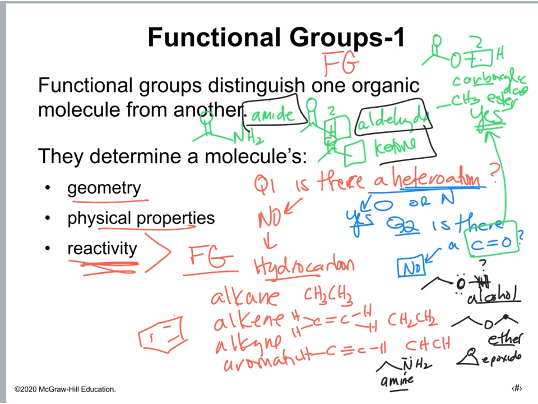So how many carbonyls do we have? 1, 2, 3, 4, 5. So 5 of those. How many here? 1, 2, 3. And then epoxide is an ether. It's just a reactive one. And then there's 4 hydrocarbons. So 4 and 5 and 3.